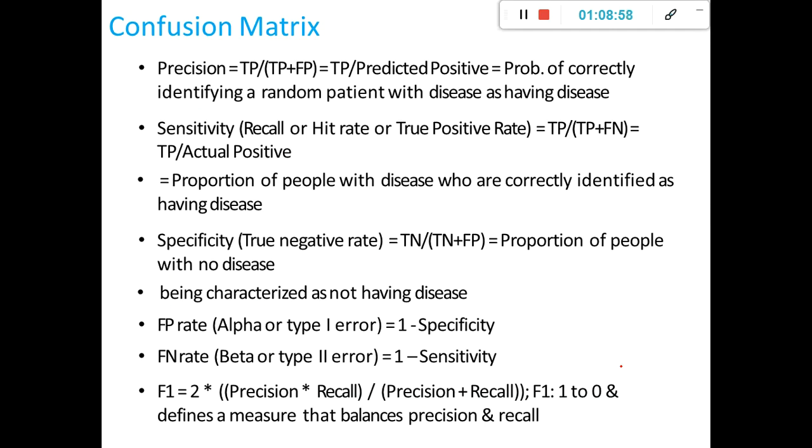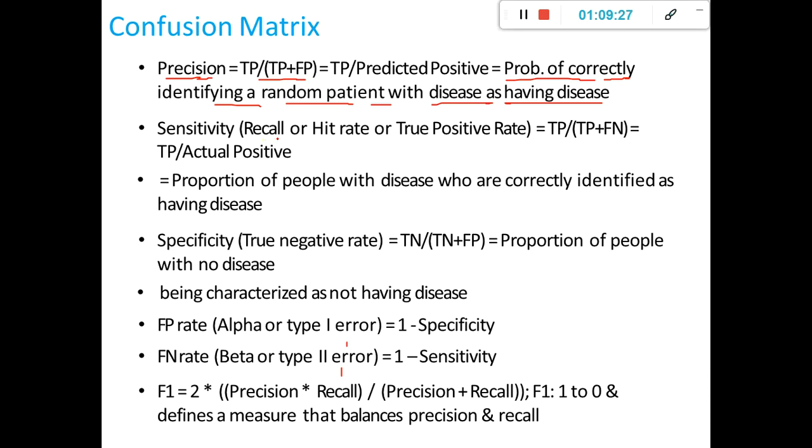Now apart from this confusion matrix, there are some other measurements which are very significant. One is called precision. What is precision? Precision is nothing but the probability of correctly identifying a random patient with disease as having a disease. That is my precision, and that is why it is TP divided by TP plus FP.